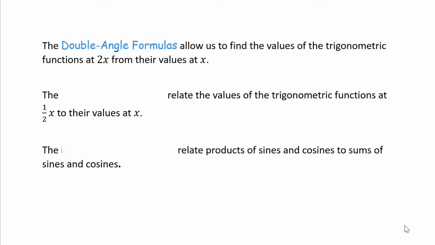The double angle formulas allow us to find the values of the trigonometric functions at 2x from their values at x. The half angle formulas relate the values of the trigonometric functions at 1/2 x to their values at x. And the product sum formulas relate products of sines and cosines to sums of sines and cosines.